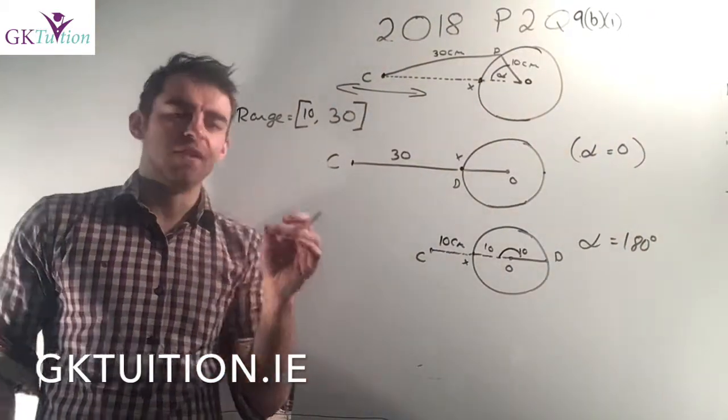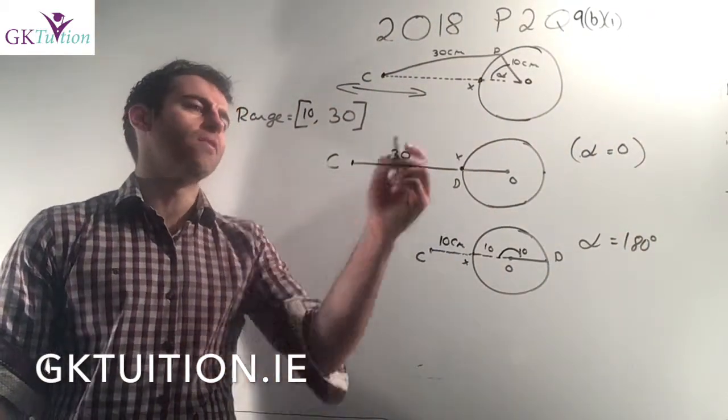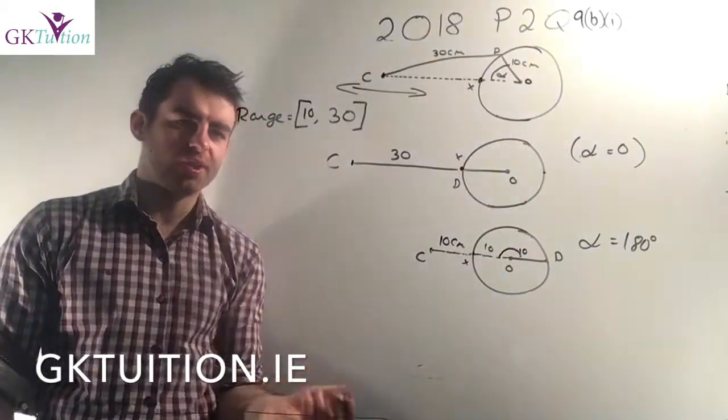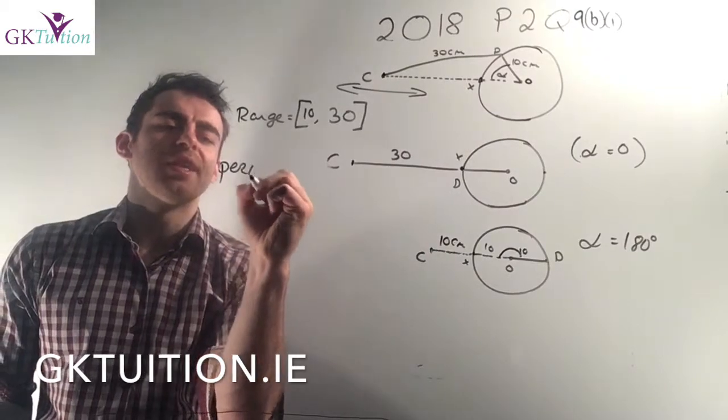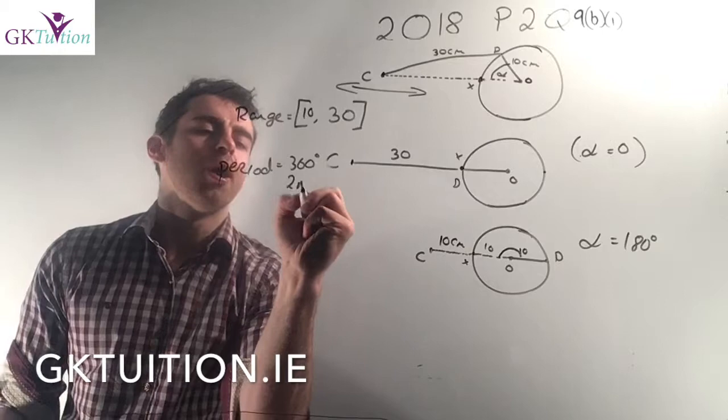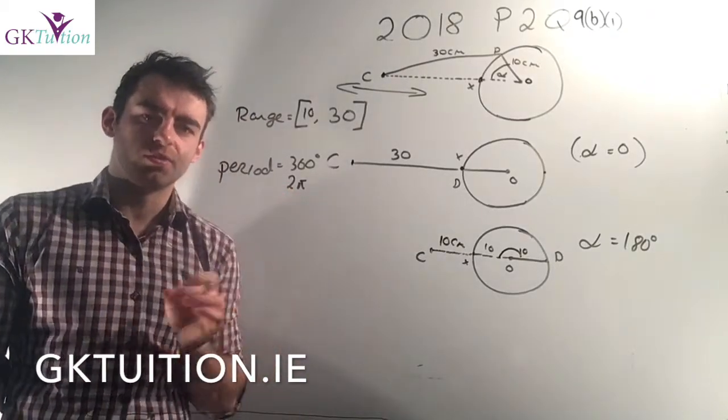And the other one then is your alpha, and alpha is relatively straightforward to identify. Clearly this pattern is going to repeat itself every 360 degrees. So the period in this case, you can refer to it as 360 degrees, or you could call it 2 pi, depending on whether you want to use degrees or radians.